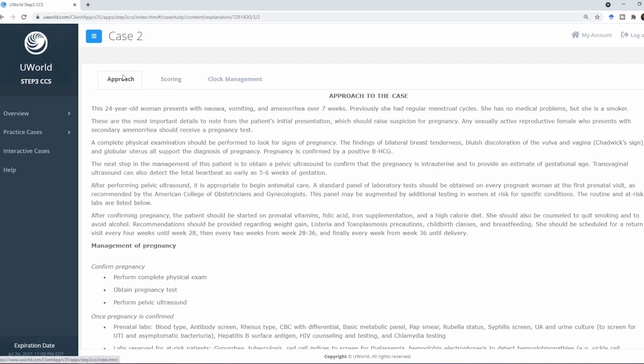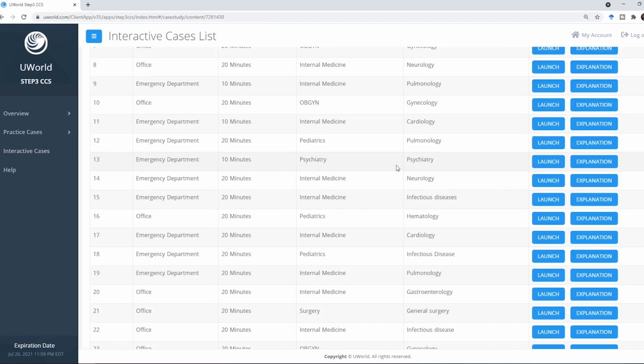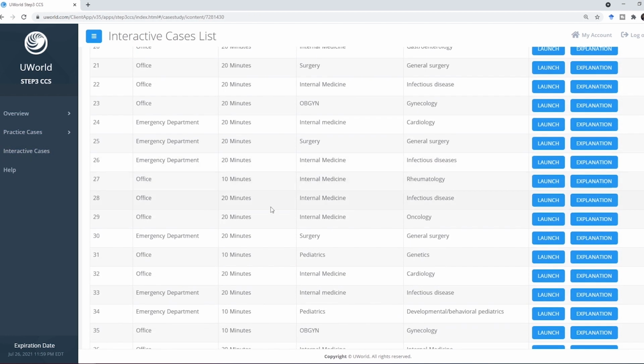The approach, if you have a good background about the clinical case, you don't have to read the whole thing to save time. But if you don't, you can read it to have a better idea of the clinical management of the case. But this is the part that you can skip if you're familiar with, for example, the diagnosis of pregnancy in this case. Now let's move on to our next CCS case, and we will pick an oncology case. It's case 29 here, and we'll click on launch.